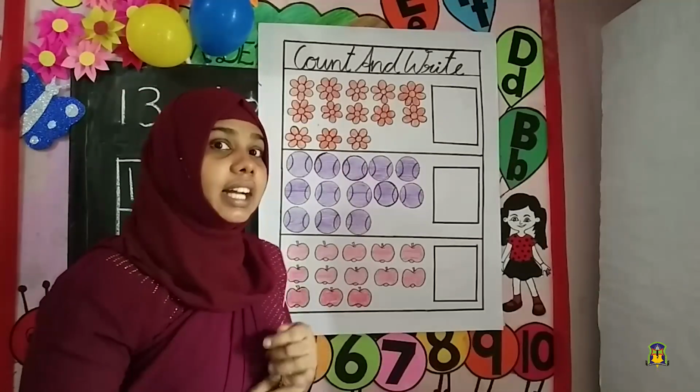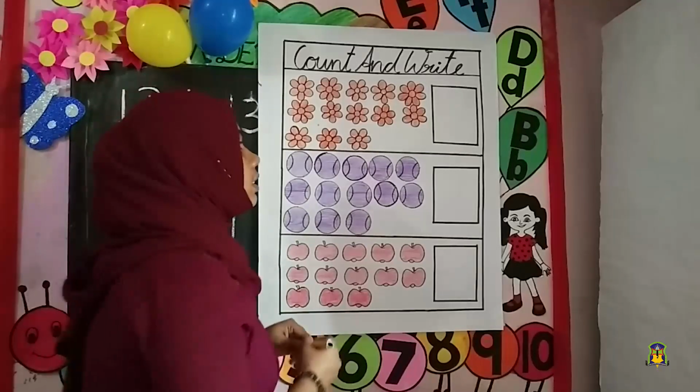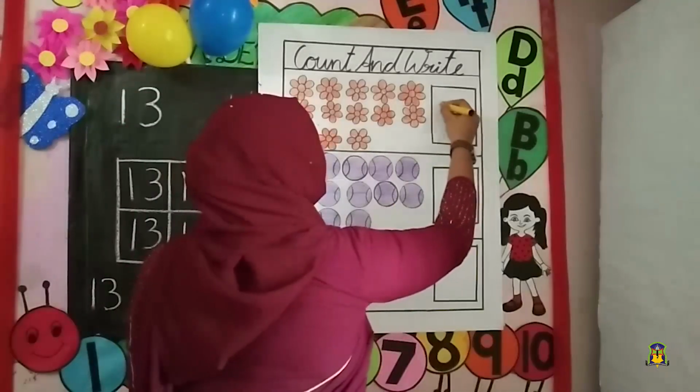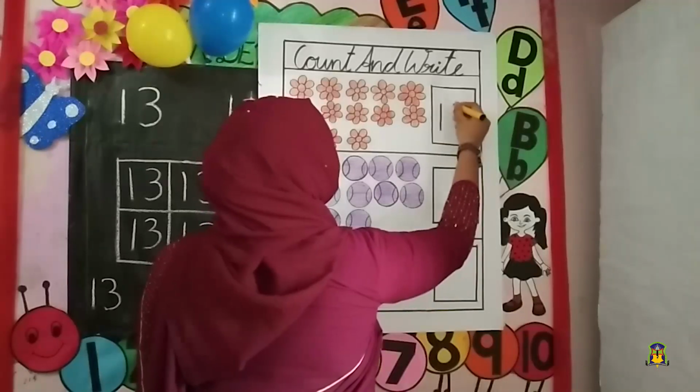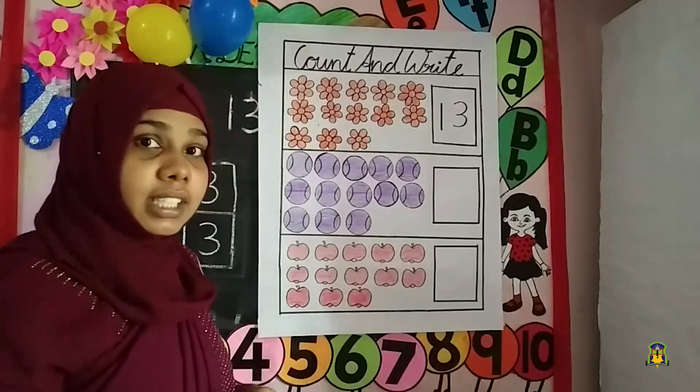1, 2, 3, 4, 5, 6, 7, 8, 9, 10, 11, 12, 13. Here we have 13 flowers. Write number 13 in this box. 1 and 3 gives you number 13.